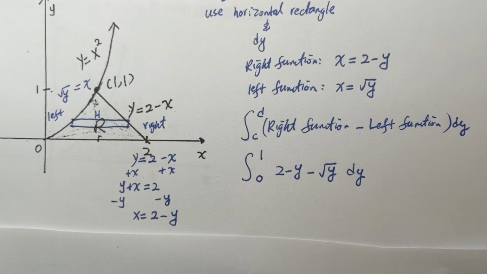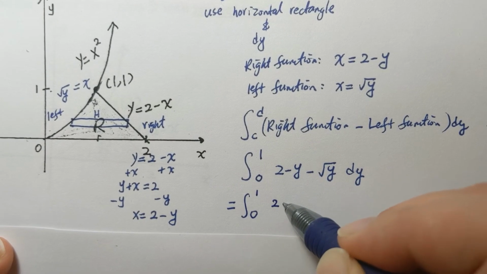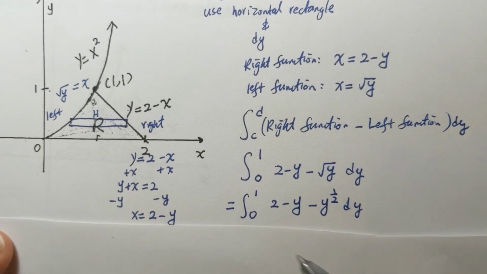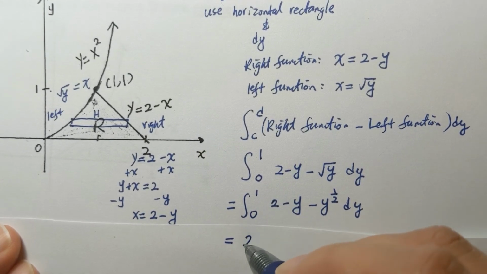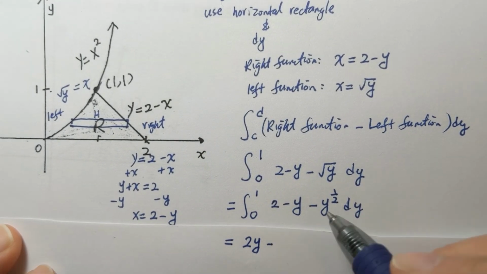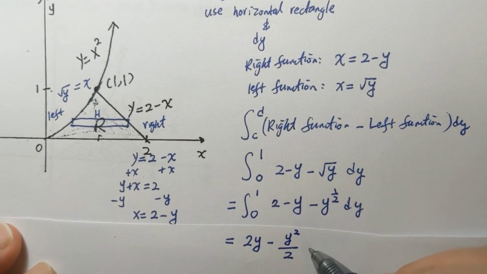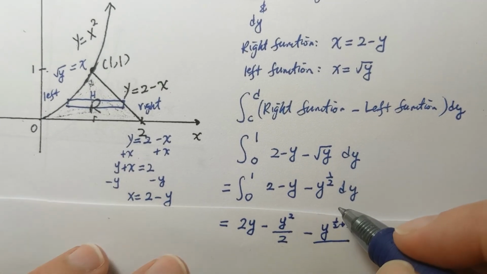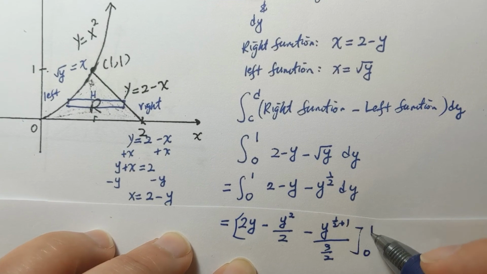The next part is just integrate. So we are going to use our integration method. We're going to have the integral from 0 to 1 of 2 minus y to the half dy. And then we're going to continue. Because this is 2, you have 2y, minus, this is exponent 1, so 1 plus 1 is 2, so y squared over 2, and then minus, this is y to the 1 half, and then 1 half plus 1 is 3 over 2. Then we have 0 to 1.